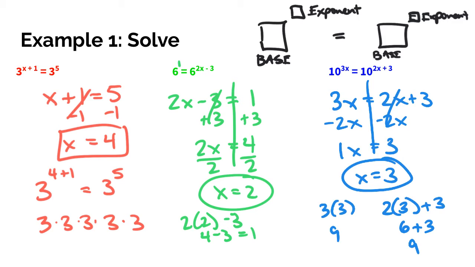So notice that when I plug that value of x in, I'm getting essentially 10 to the 9th power on both sides. It would be 10 to the 9th equals 10 to the 9th. And that's, again, what it means in terms of exponential expressions and equations for those two things to be equal.